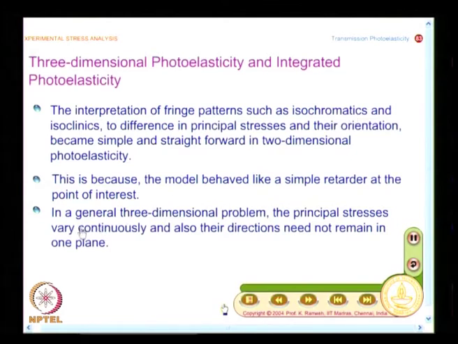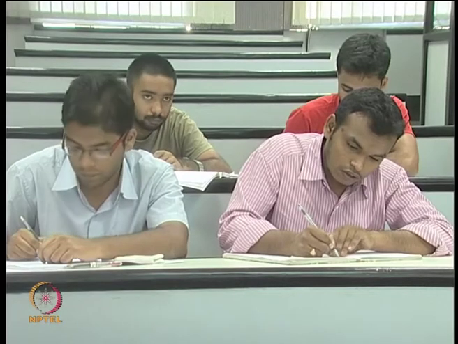On the other hand, if you look at a general three-dimensional problem, the principal stresses vary continuously. Not only this, the orientations also vary and they need not remain in one plane. This is a very crucial aspect. Just because of this, the analysis of three-dimensional problem becomes extremely complex. And once you face a problem, engineers are smart enough to devise methodologies to overcome whatever the difficulties. So, we have two methods essentially.